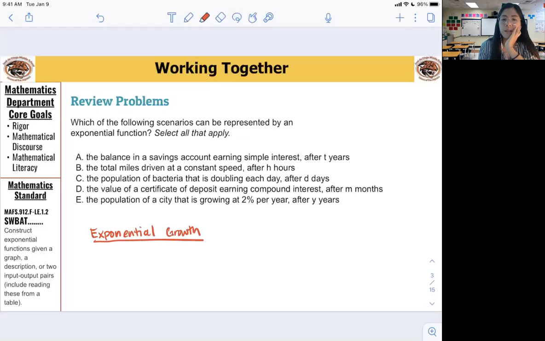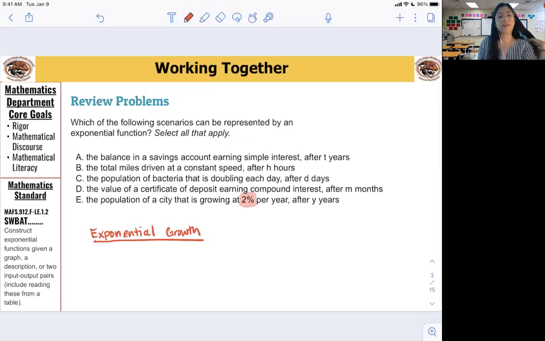I think E shows exponential growth function. Oh, E. Yeah, what's special about E? Because it has percentage inside of it. There it is. There's a big one.